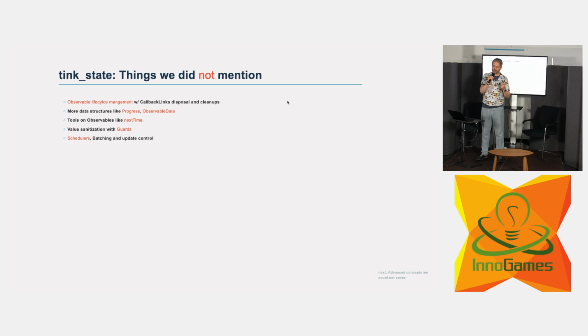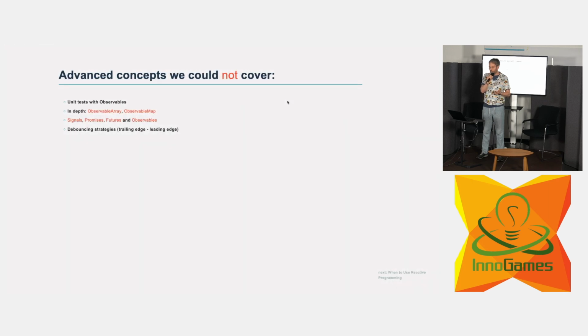We did not talk about guards, which can be used for value sanitation as well, like we saw with the comparators. They have a little bit of overlapping use. And we did not talk about schedulers, batching, and update control, so you actually have some control over when things fire and why and how. We did not talk about unit tests at all, how to test these beasts, and we did not go in depth about the observable array and observable map.